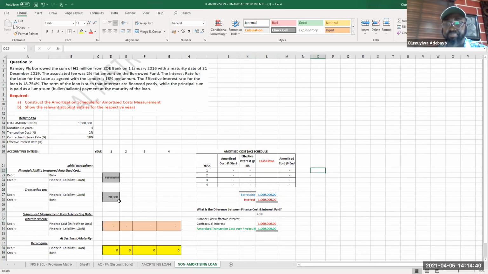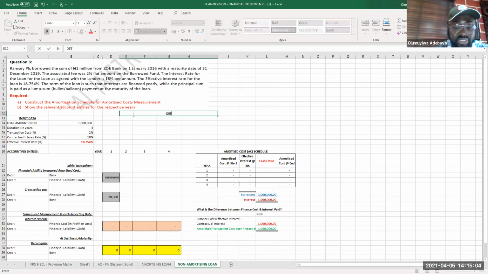Okay, let's start. The loan amount is 1 million. The duration is 4 years. Transaction cost is 2%. Contractual rate is 18%. And the effective rate was given to us at 18.754, but we can get it ourselves, and we're going to do that now. Now, let's look at this. In this scenario, how do you determine the annual cash flows?